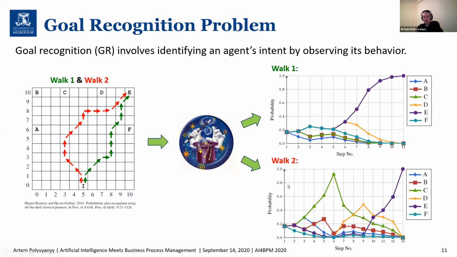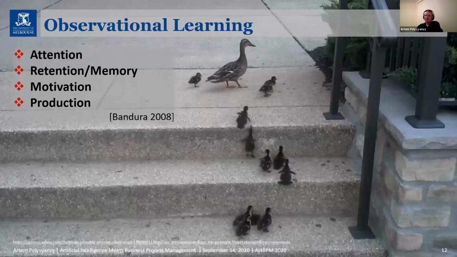So this is a general problem, and when we tried to solve it, first we looked at observational learning. Observational learning is learning that occurs through observing the behavior of others. According to Bandura and his social cognitive learning theory, there are 4 phases that influence observational learning: attention, retention, motivation, and production.